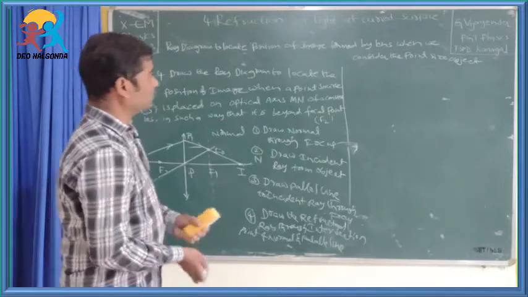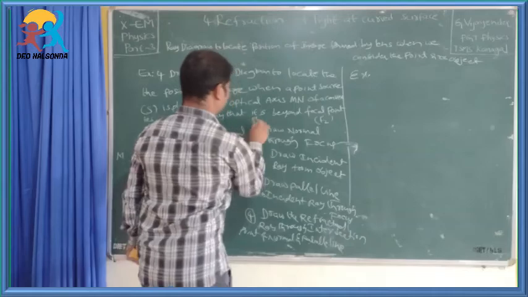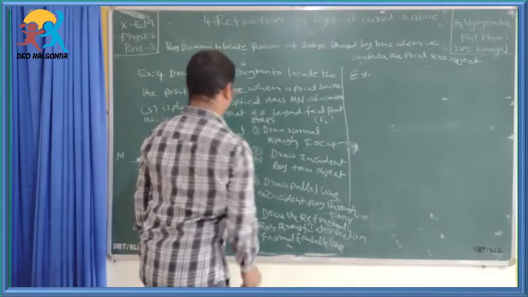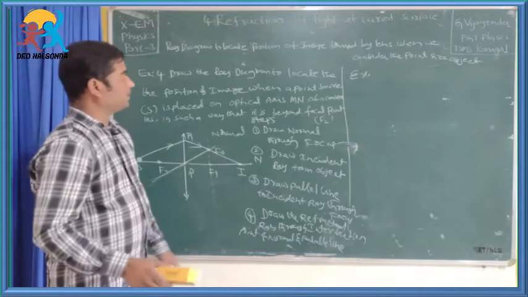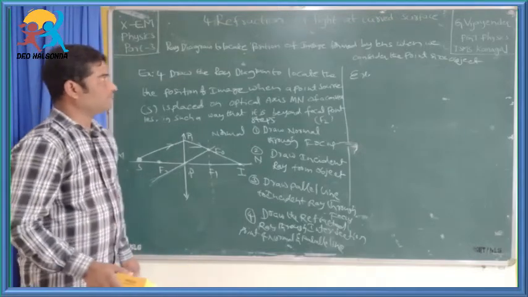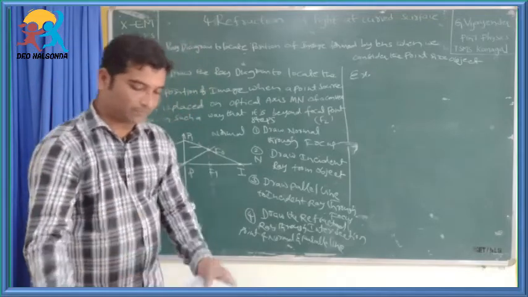Now, in example 5, these are the steps to draw the ray diagram to locate the position of the image for the point objects. We have example 5.